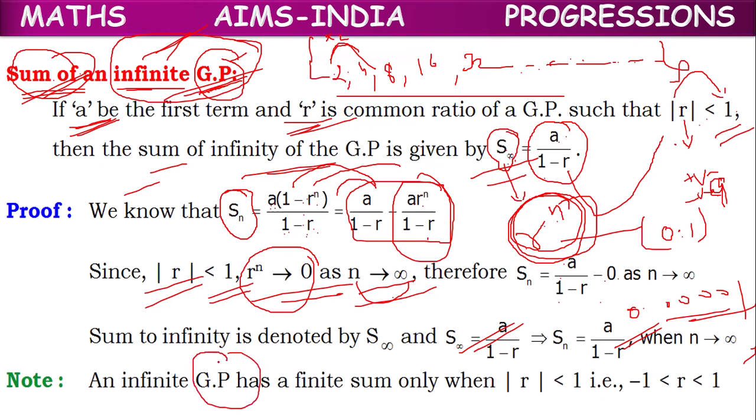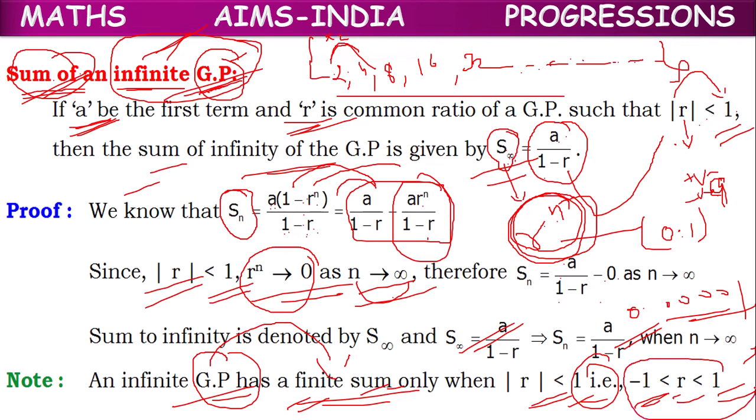So an infinite GP has a finite sum, which means its sum can be found only when the modulus of r is less than 1, or r lies between -1 and +1. In this case only we can find the sum of infinite terms of the infinite GP.